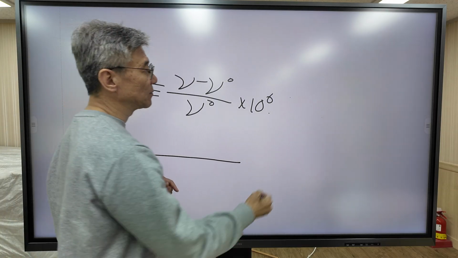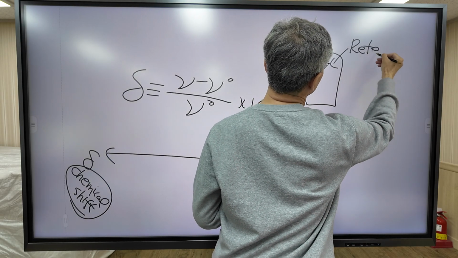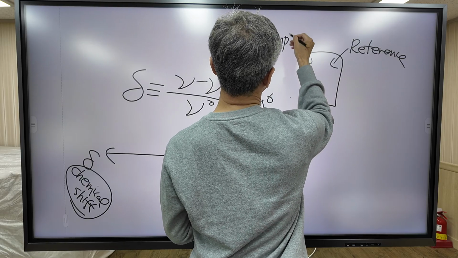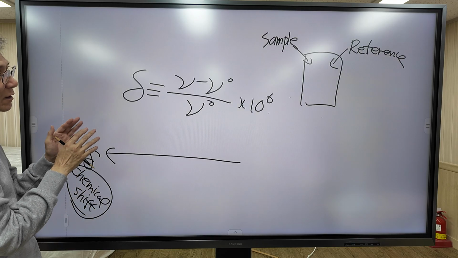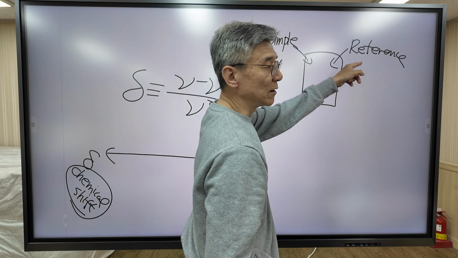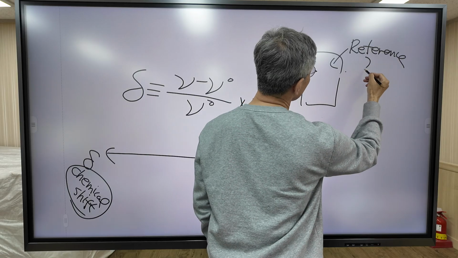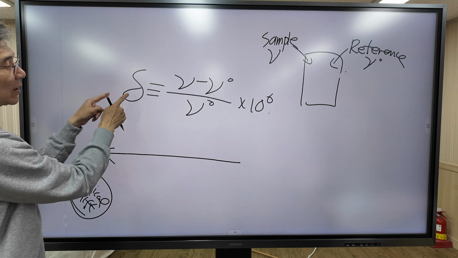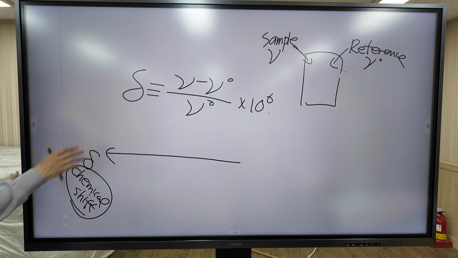Generally, when you measure an NMR spectrum, you put in a reference as well as the sample. This is the generally accepted procedure. When you measure the spectrum of the sample, you always put in the reference simultaneously. The transition frequency of the sample is nu. The transition frequency of the reference is nu0. So you measure two frequencies simultaneously, and you calculate the chemical shift. This is the x-axis for the NMR spectrum. This is the definition of chemical shift.